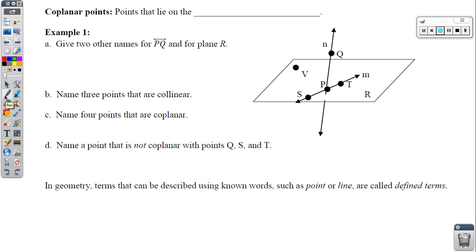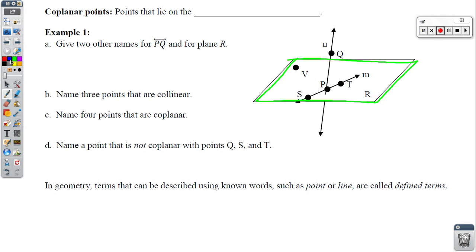Example 1. Give 2 other names for line PQ and for plane R. Well, first of all, let's look at the picture on the right because it looks a bit confusing. So again, we have this plane here, and imagine that extending infinitely in all directions, but we've got it represented by something here in the picture.